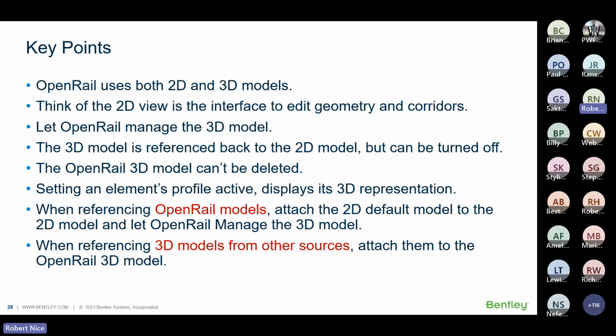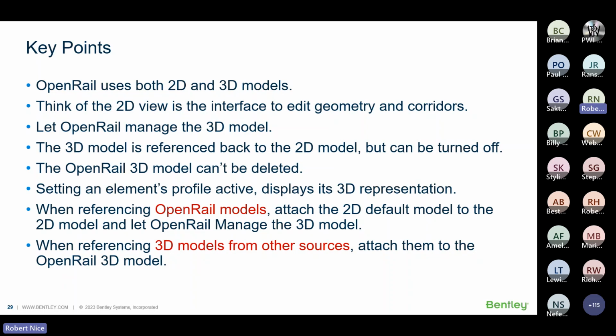So key points to take away. We use 2D and 3D. Think of 2D as an interface to edit the geometry and corridors, and let OpenRail, OpenX manage the 3D model. It seems a bit weird at the beginning because you're so used to doing stuff in 3D. But after a while, it actually becomes really easy and it's much easier to control. So the strange bit is the 3D model is referenced back to the 2D, which is good. But if you've got a corridor, you probably want to turn off that display, not detach it, just turn off the view. It just makes life a bit clearer. So do not delete the 3D model.